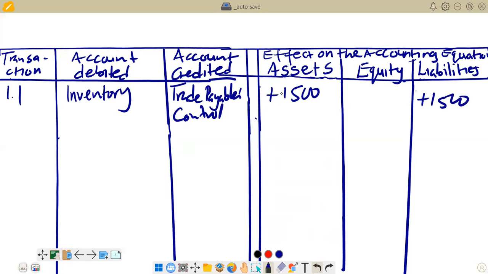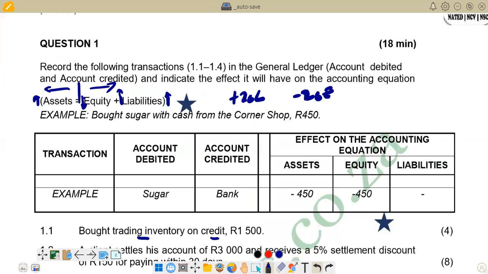So the issue is that when we add on one side, remember assets is on its side, then equity and liabilities on the other side. We add here, we are supposed to add on the other side. So that's what we have. So the next one is 1.2. So we go back to see what transaction we have on 1.2. Let's try to move down so that we see what we have next.